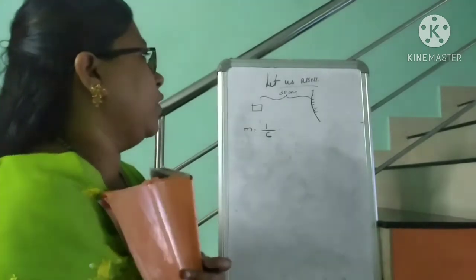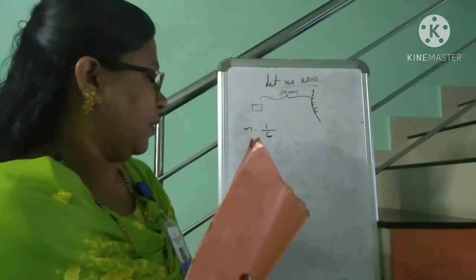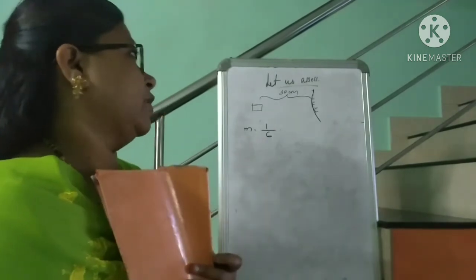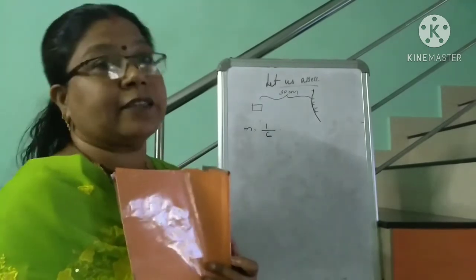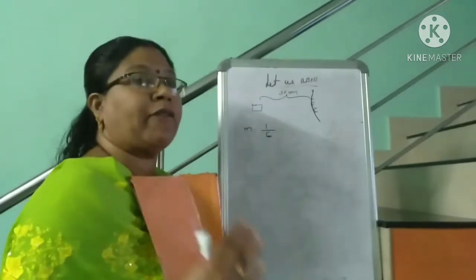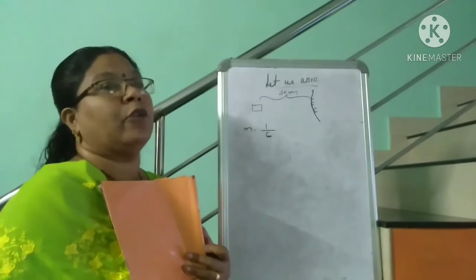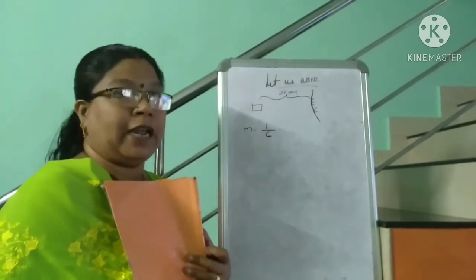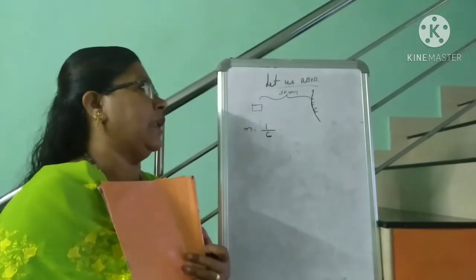Then you have to find out the focal length of the mirror. So the first question is to calculate the radius of curvature. If you have to find out the radius of curvature, you have to find out the focal length first. After finding the focal length, you can find out the radius of curvature. So how will you find the focal length?